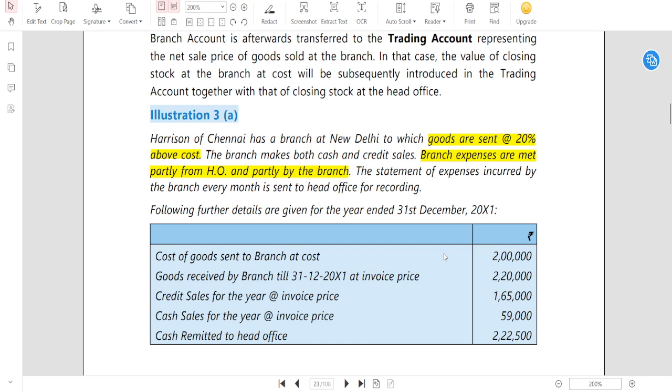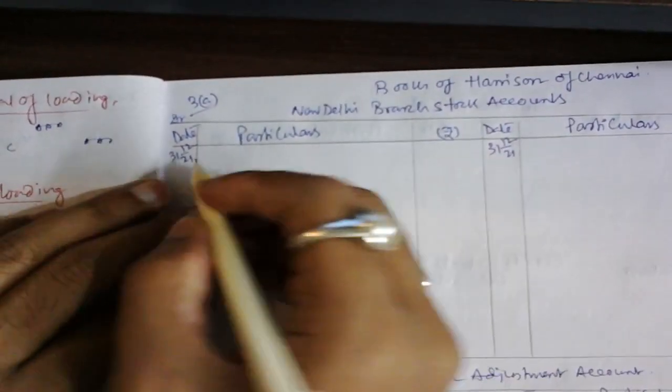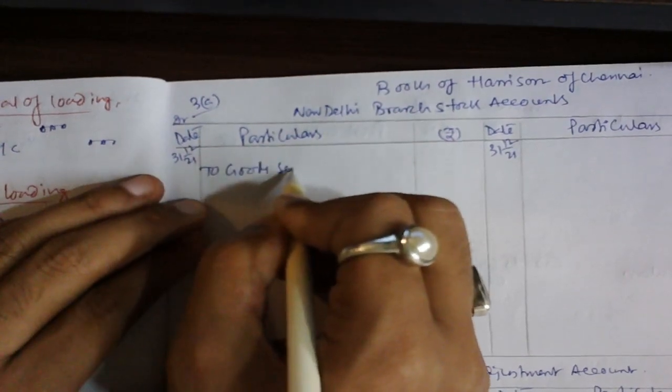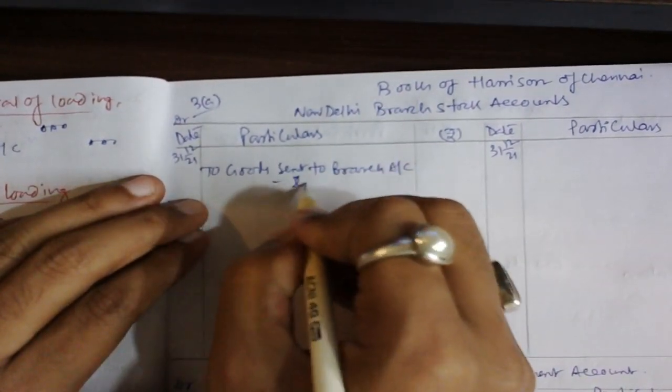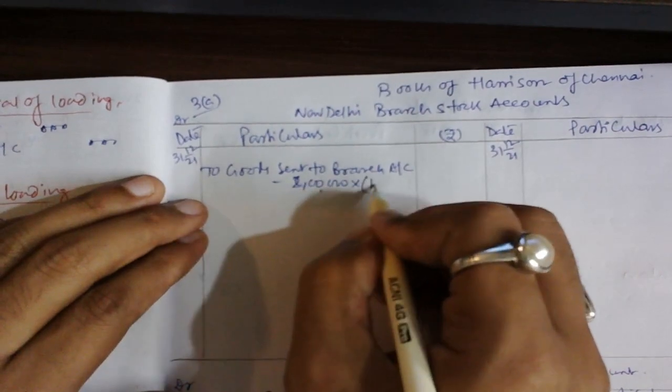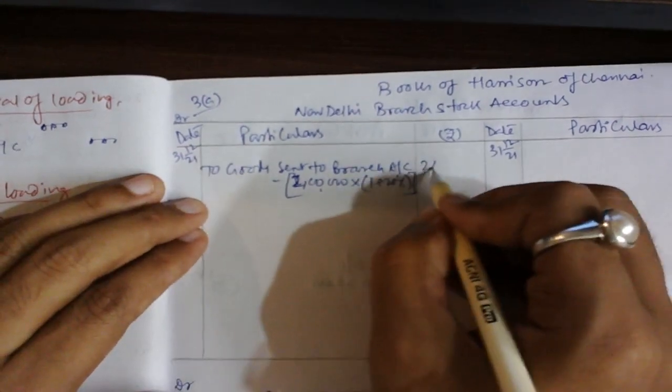So when goods sent to the branch at cost 2 lakh rupees, definitely if you are going to show it as an invoice price, so 2 lakh is the cost price. So goods sent at the rate 20% above the cost. It means definitely cost is 2 lakh, then profit will be 2 lakh into 20% means 40,000. So 2 lakh 40,000 will be the general entry, correct? So what will be the general entry, sir? 2 lakh 40,000, correct? So can I write here goods sent to branch account, can I write it easily? Correct. 2 lakh into 1 plus 20%, like that. 1 means 100% and 20% means profit. So you can say 2 lakh 40,000, correct.